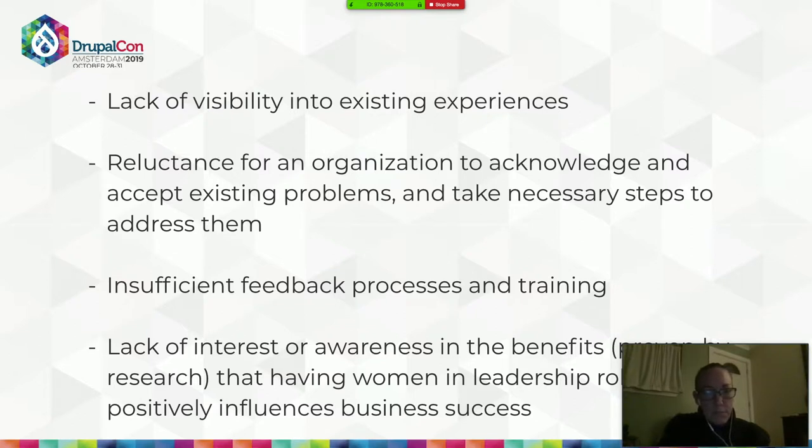So, skipping ahead. There can also be just a lack of visibility at many organizations, among colleagues and to existing experiences, and many people are not even aware that there could be an issue with gender diversity on their team or organization. And then, at least throughout my career, I've also seen that there can be a reluctance at some organizations to really acknowledge or accept existing problems and then take the necessary actionable steps to address them, because that means they have to acknowledge the problem, and there can be some hesitance at many organizations to do that.